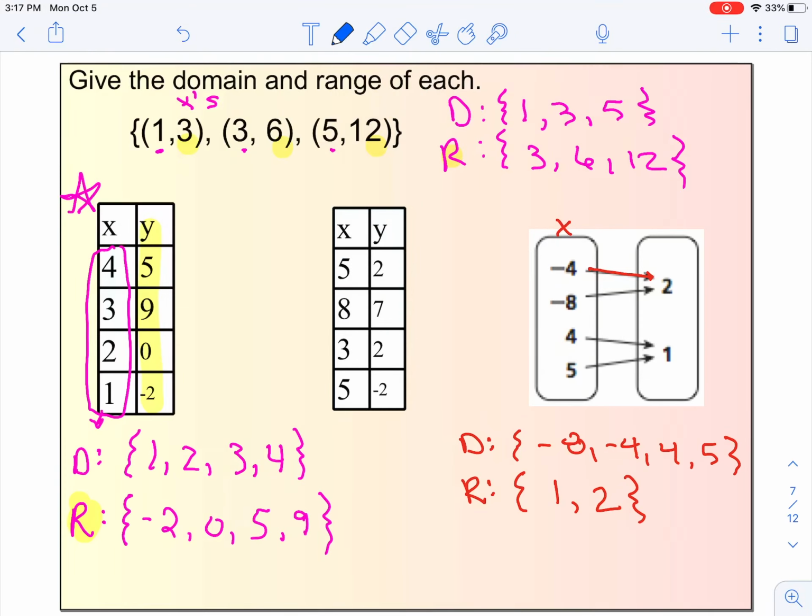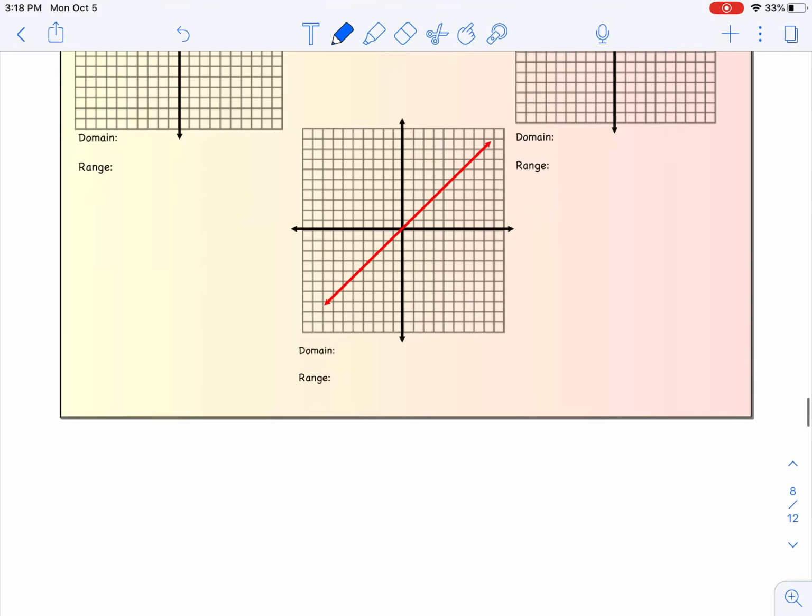And going back to this one, your turn one more time. Give me the domain of this function and the range of this function. Pause the video and see if you got it right. So 3, 5, and 8 is your domain, and your range is -2, 2, and 7. Again, notice we don't list them more than once. So that's domain and range of discrete functions.